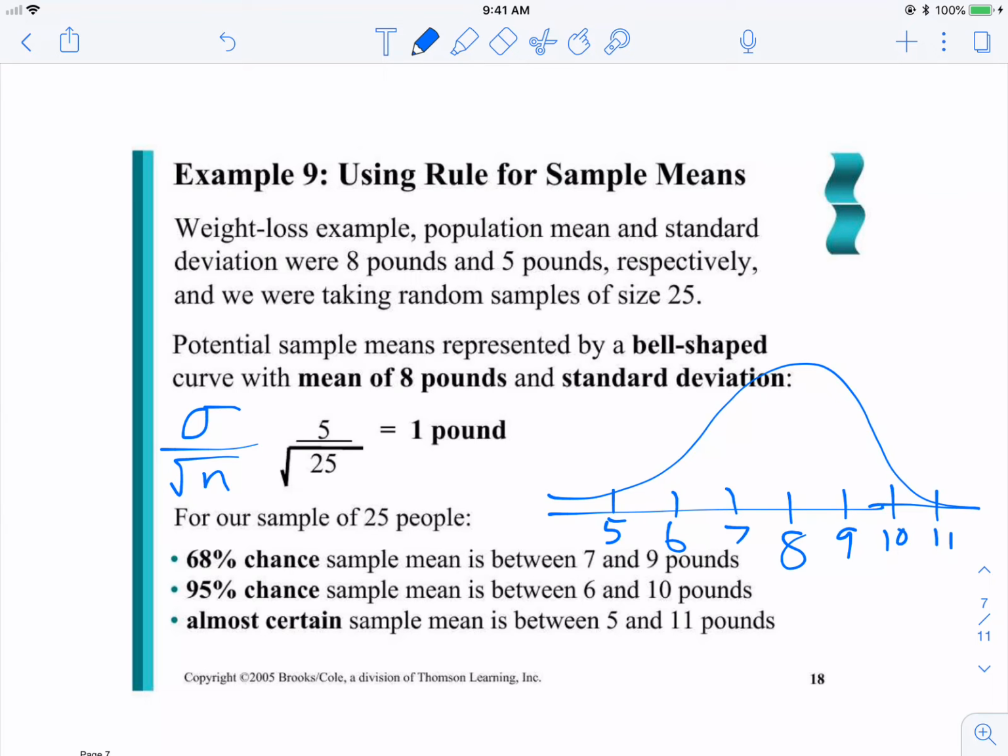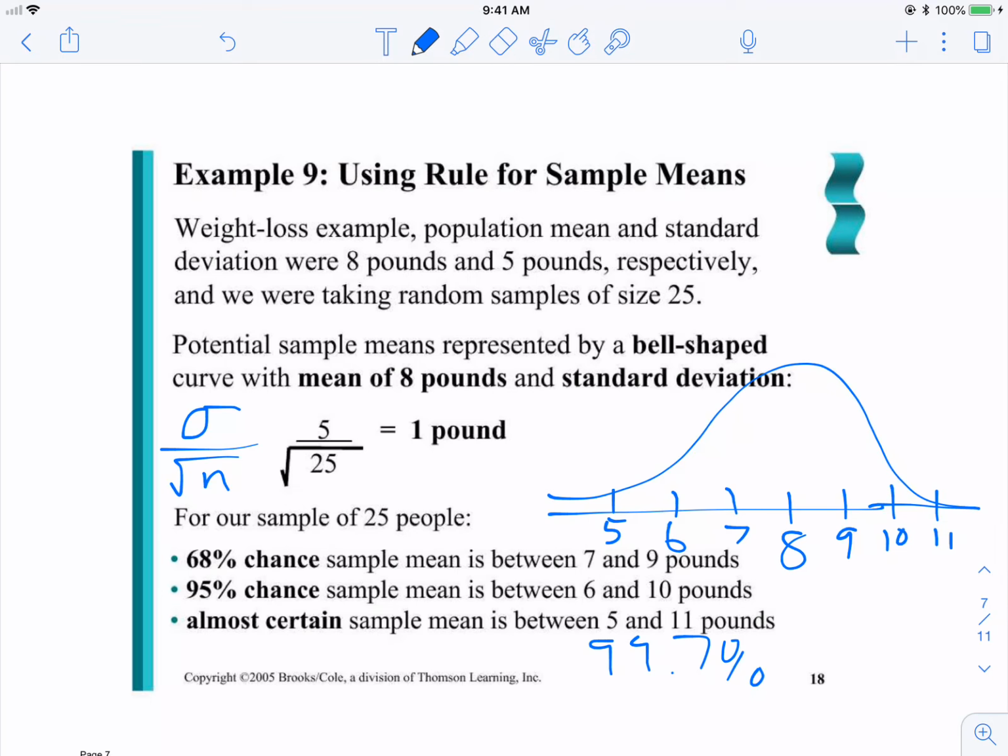And once again, we could apply our empirical rule, and you can see that below. There's a 68% chance that we take a sample of 25 people and that their average weight loss for that sample is going to be between 7 and 9 pounds. Extend that out another standard deviation in both directions: a 95% chance that the average weight loss for that sample is between 6 and 10 pounds. And we are 99.7% sure, almost certain, that that sample mean is going to be between 5 and 11 pounds.